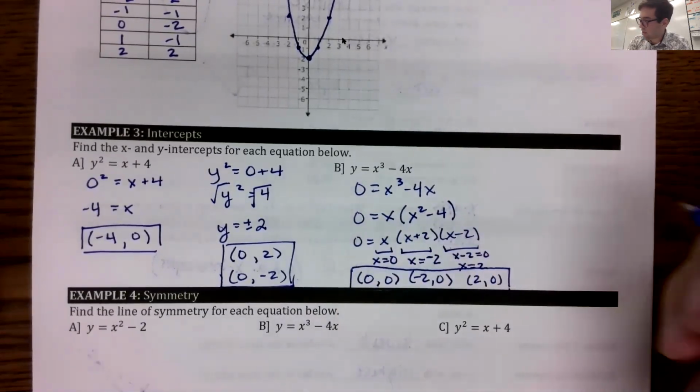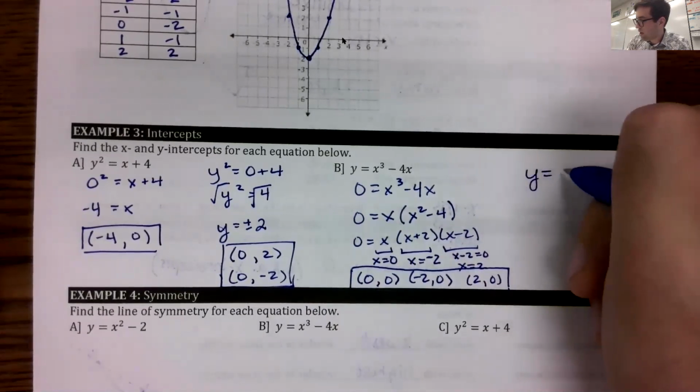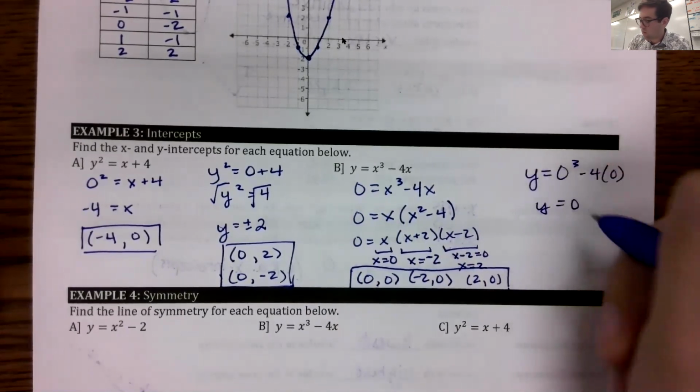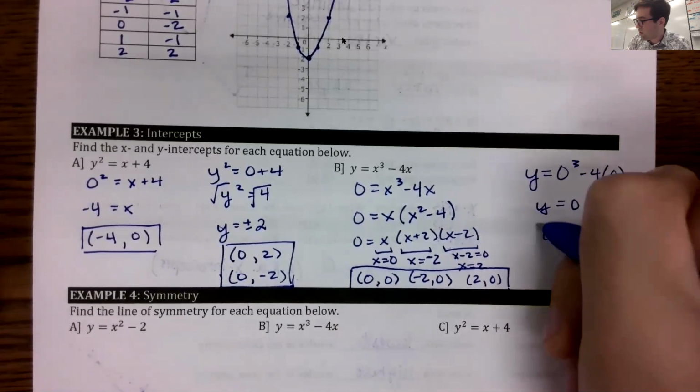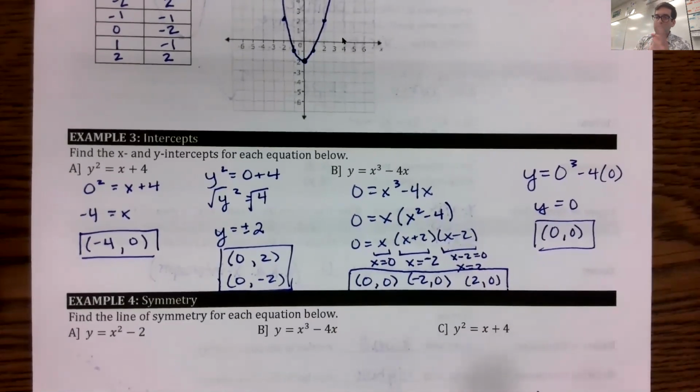And then we're going to do the same thing, plugging 0 in for x. So we get y equals 0 cubed minus 4 times 0. So y equals 0. And that's 0, 0. You might notice that's the same ordered pair we got over here. That's because that origin is an x-intercept and a y-intercept. So 2 and 1. Pretty fancy stuff going on here.